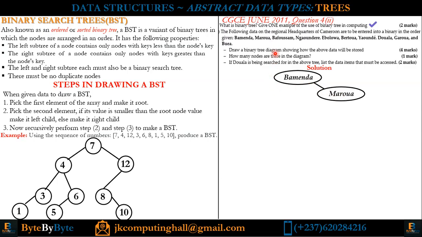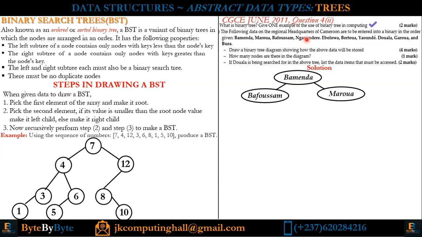to the left. Now, when you compare Bafusam and Bamenda, you see that the first characters are the same. So you move now to the second character. They are still the same. You move to the third. Between F and M, who is above? It is M that is above. So Bafusam is below Bamenda. So this is what we have.